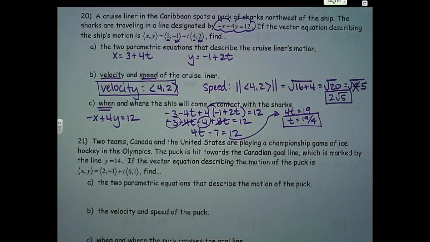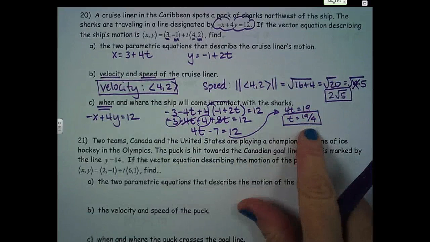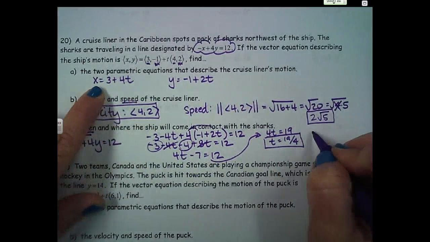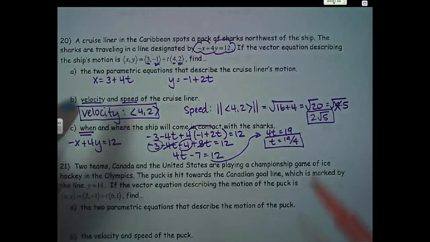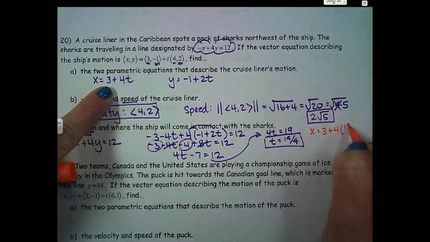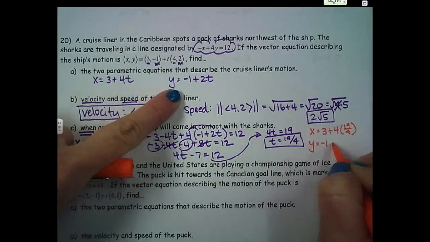Okay, I noticed when I graded my last class paper, they got when really well, but people left the where blank. How do I find where? What do I do with my time? Plug it in. Yeah, plug it back into the A. If I want to know, okay, so x equals, to find the x value of where I'm at, I'm going to take 3 plus 4 times 19/4. To find the y value of where I'm at, I'm going to take -1 plus 2 times 19/4.